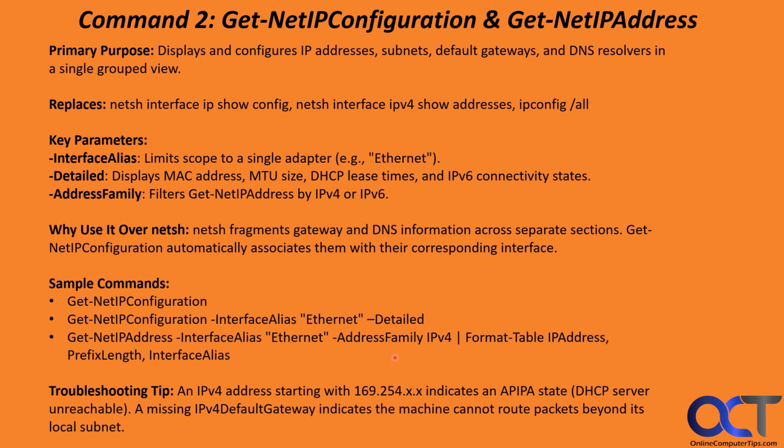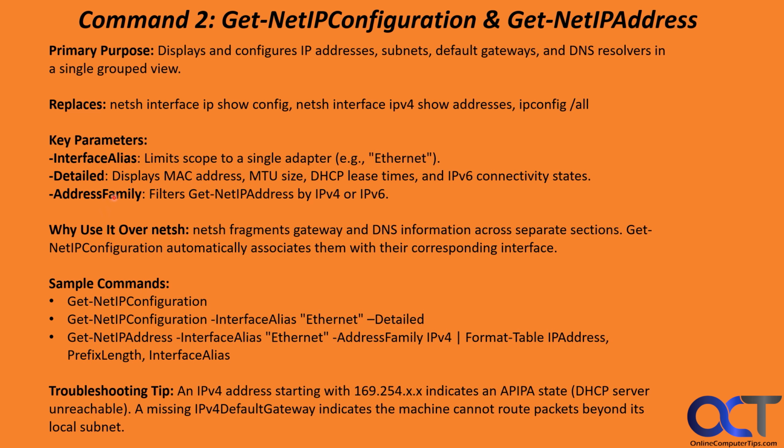All right, so for the next command, we're going to be talking about Get-NetIPConfiguration and Get-NetIPAddress. So these will display and configure your IP addresses, subnets, default gateways, and DNS resolvers in a single group view. So this replaces the interface IP show config and the interface IPv4 show address, and also ipconfig /all, which you most likely used. All right, so for our parameters here, we could use the interface alias, which will limit the scope to a single adapter, such as Ethernet, if we don't want to see everything. And then we could also use detailed if we want to see additional information like the MAC address, MTU size, DHCP lease times, and so on.